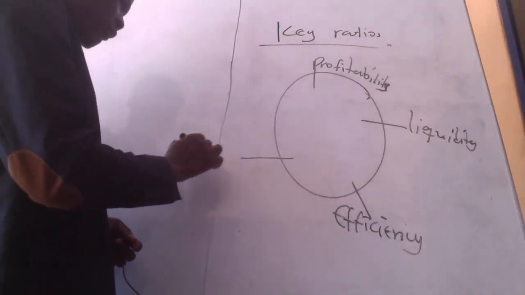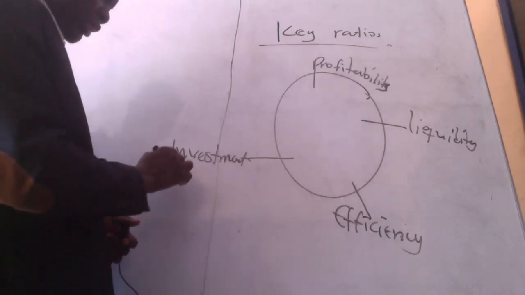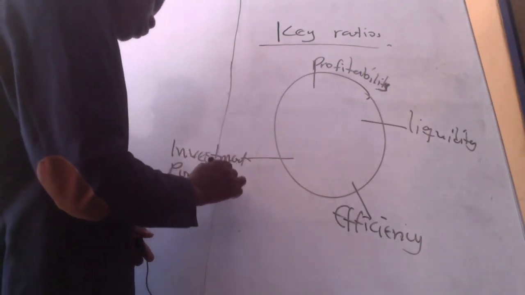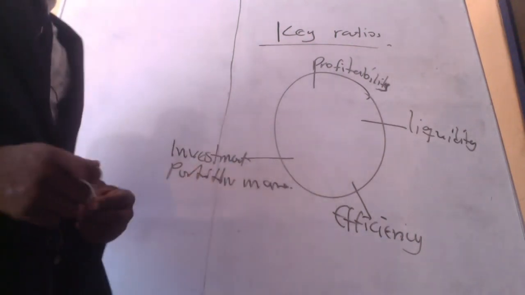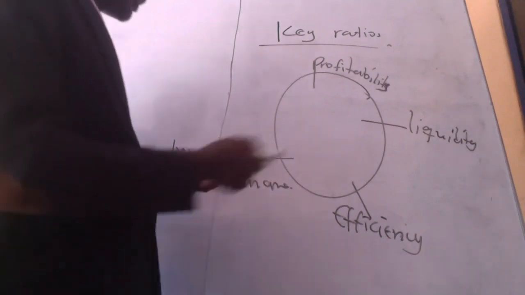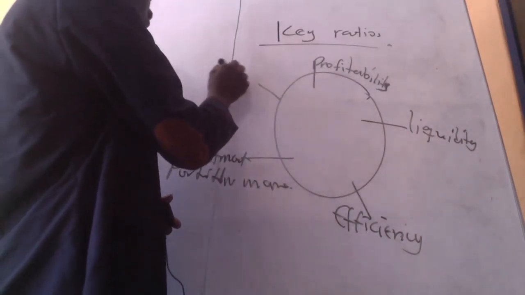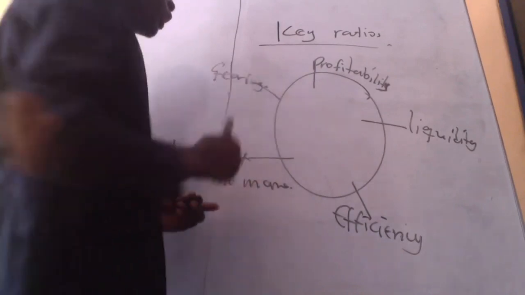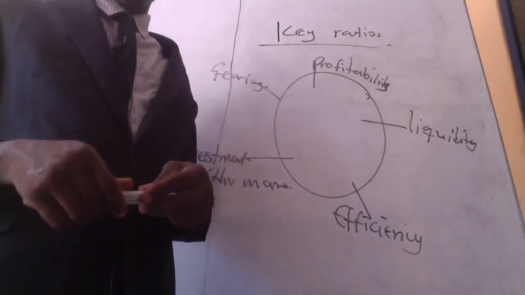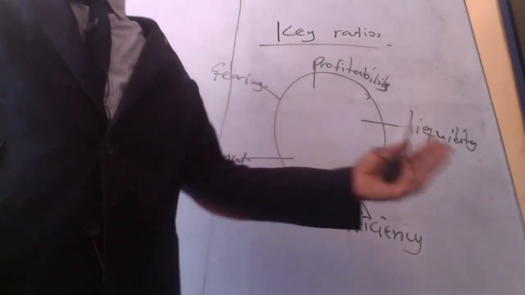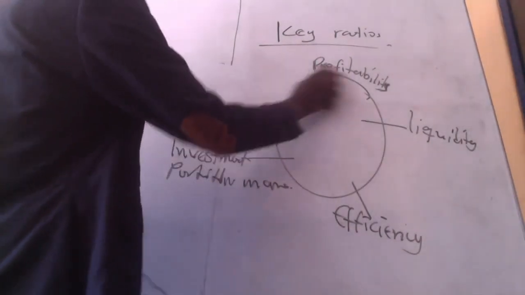Investments or portfolio management. So take notes. Portfolio management. And finally, gearing or leverage. So these are the 5 key areas of organization that we are going to consider, and we have the 5 key ratios. So now let's talk about them, the key ratios.